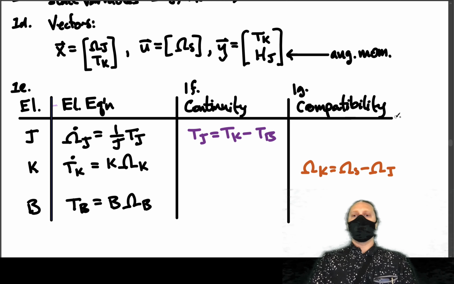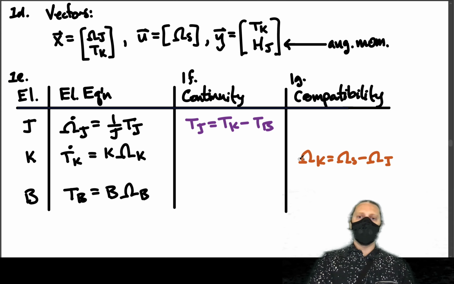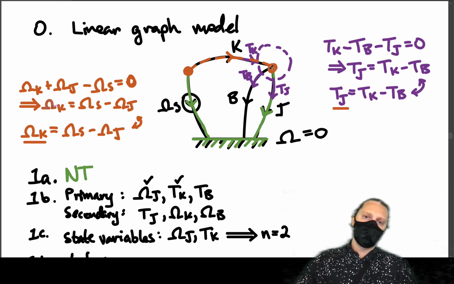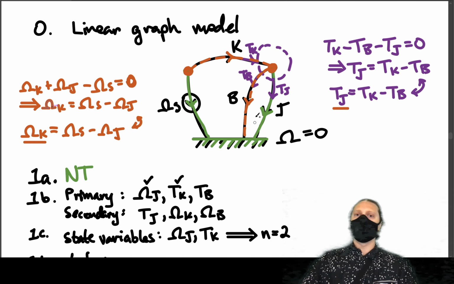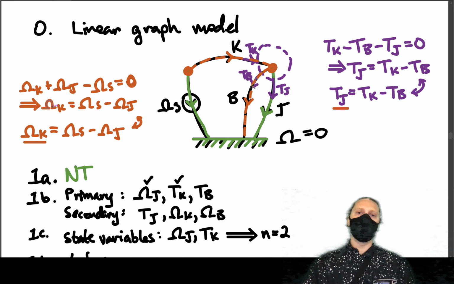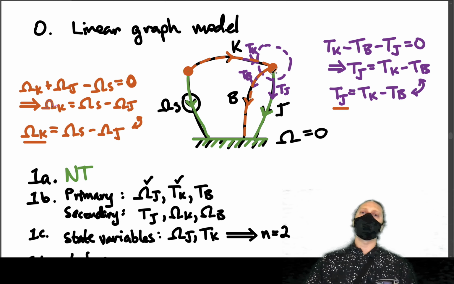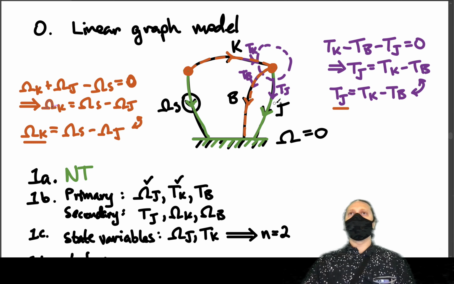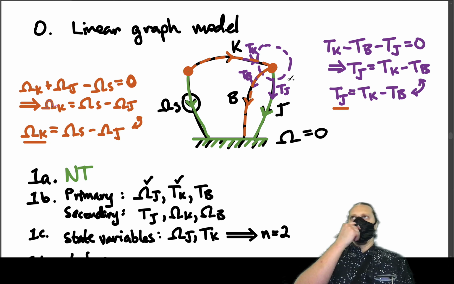Great. Now we're at our last compatibility equation, and that's including this element in the normal tree, which creates this loop with J. So you could sum them. It would be omega B minus omega J equals 0, which tells you that omega B equals omega J.